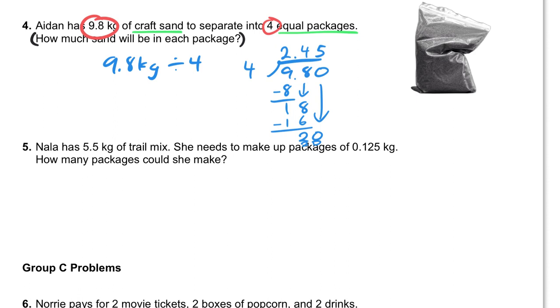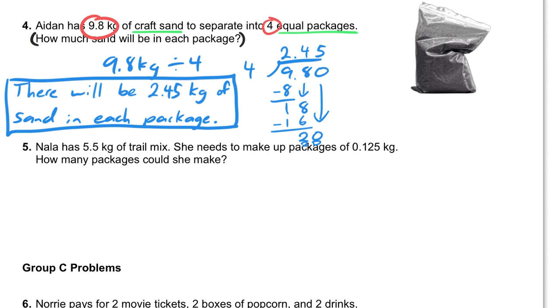And if we think about it and we go, okay, well, what would we expect, right? This is the checking part of it. We would check and see how many times would we expect 4 to go into 10, right? We would go 2 times and a half, 2.5 times. And I'll tell you what, this is very close to 2.5. So this makes sense. Let's now put that in the form of a sentence. There will be 2.45 kilograms of sand in each package. And notice I'm putting a box around all my answers. It's much neater that way, and it's easy to see what your answer actually is.